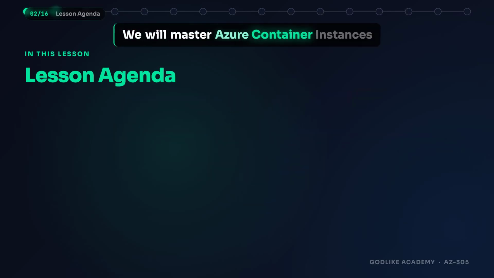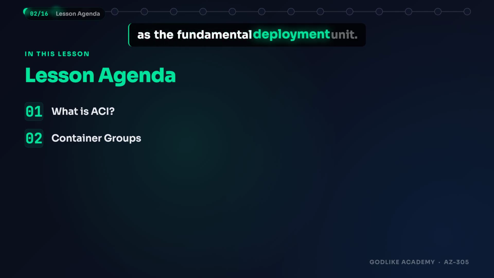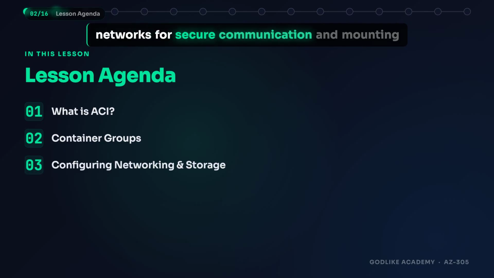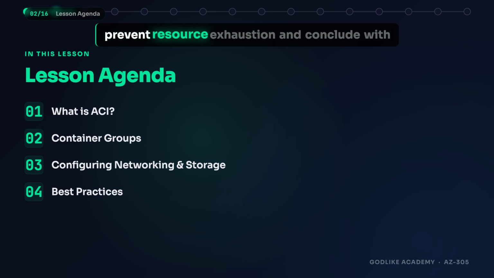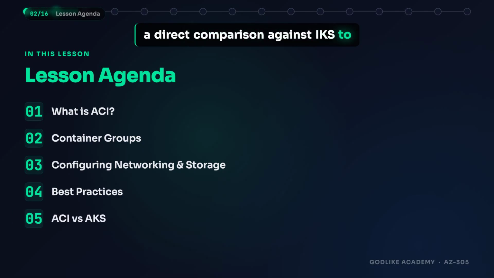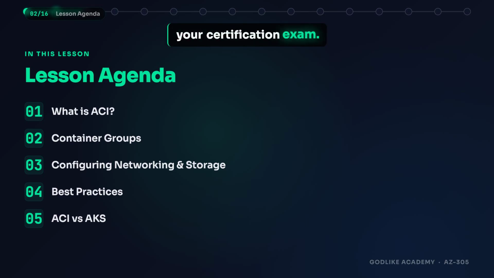We will master Azure Container Instances by exploring its core architecture and exam-critical concepts. First, we define the container group as the fundamental deployment unit. Then, we dive into configuring virtual networks for secure communication and mounting Azure Files for persistent storage. We will review best practices to prevent resource exhaustion and conclude with a direct comparison against AKS to help you decide when to use serverless containers versus managed Kubernetes for your certification exam.